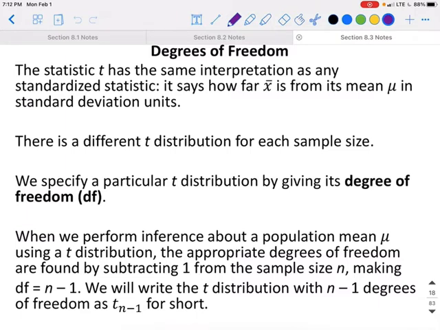When we perform inference about a population mean mu using a t-distribution, the appropriate degrees of freedom are found by subtracting 1 from the sample size. So your degrees of freedom is always n minus 1. We write the t-distribution with n minus 1 degrees of freedom as t sub n minus 1 for short.